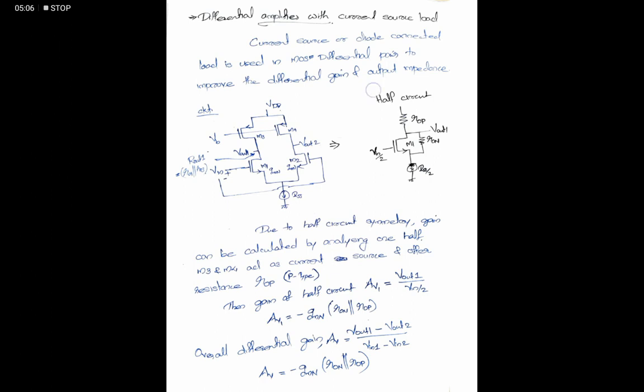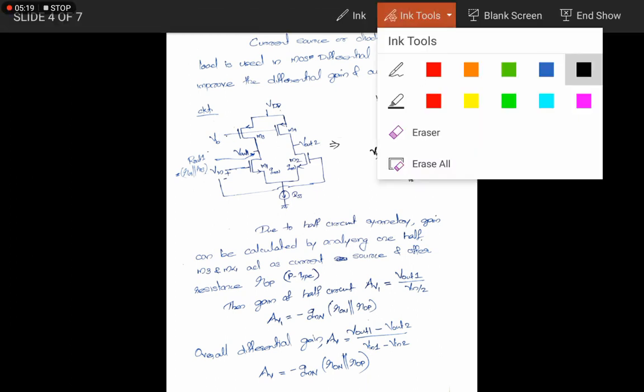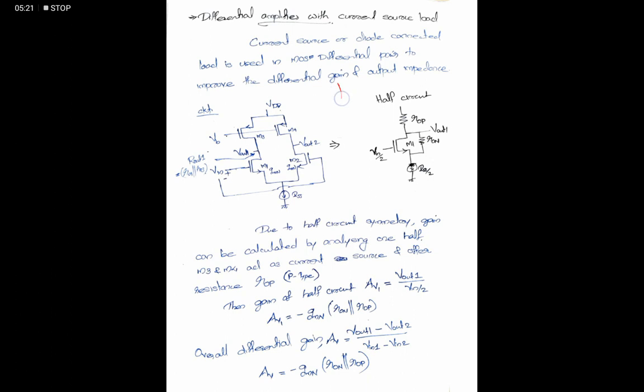First we will start with the differential amplifier with a current source load. We know that using a MOSFET we can implement a current source by giving a specific bias to the gate. A MOSFET with a fixed bias at the gate will act as a current source, and its equivalent resistance is nothing but the channel length modulation resistance, r0.